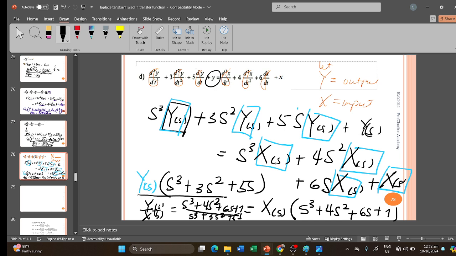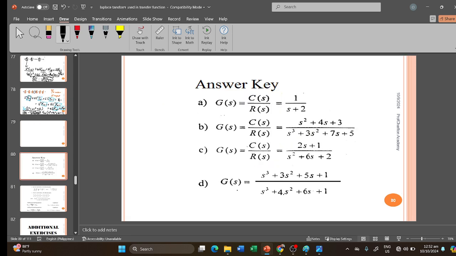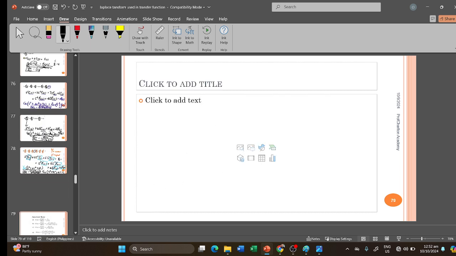So now this is the answer. Okay, so I think that's it. And these are the answers: 1 over s plus 2, then s squared plus 4s plus 3 over s cubed plus 3s squared plus 7s plus 5, then 2s plus 1 over s squared plus 6s plus 2. Then this last one is a bit inverted because we defined Y over X, but it's just the same: s cubed plus 4s squared plus 6s plus 1 over s cubed plus 3s squared plus 5s plus 1. So I think we're done with this. Thank you.